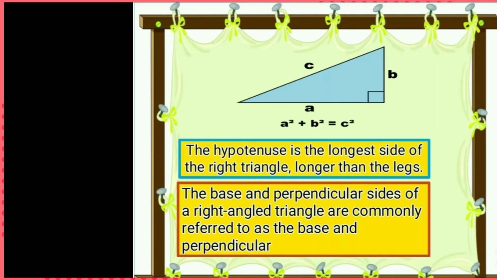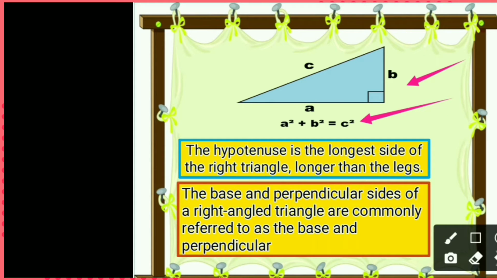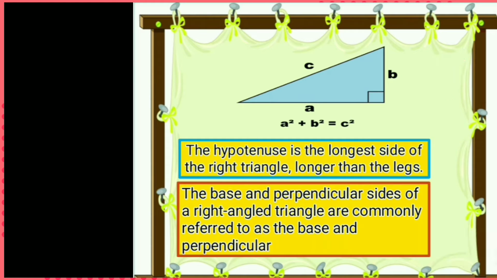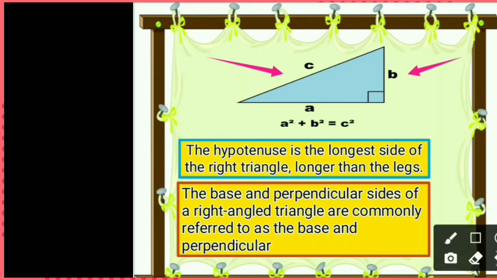This is the form of the Pythagorean Theorem. We have a squared plus b squared equals c squared. The hypotenuse is the longest side of the right triangle, longer than the legs. So this is our hypotenuse. The base and perpendicular sides of a right triangle are commonly referred to as our legs. So here, this is the height or our b, and this is our base.